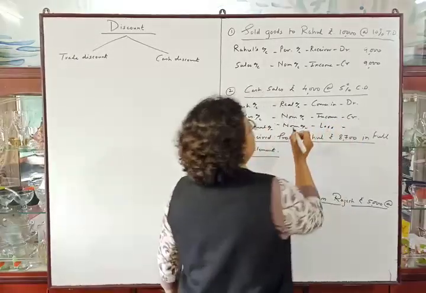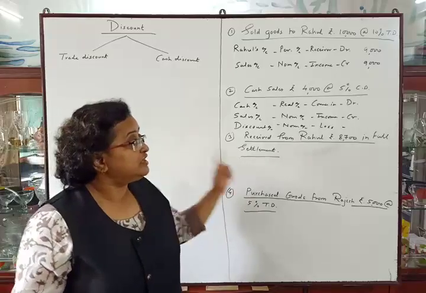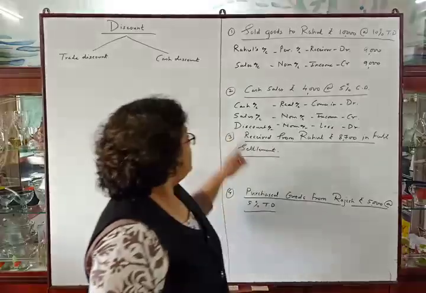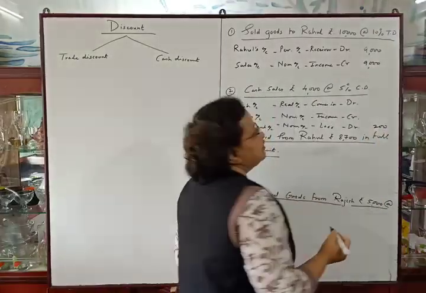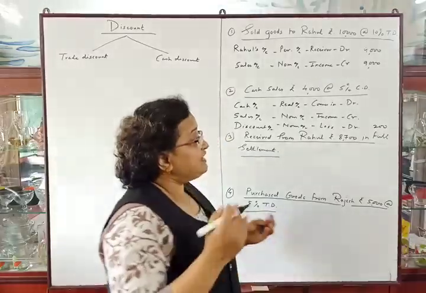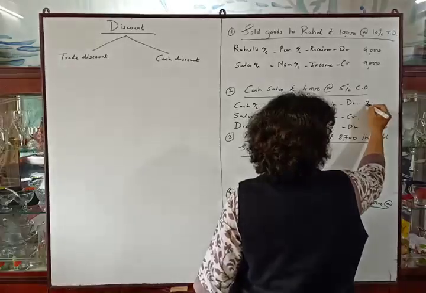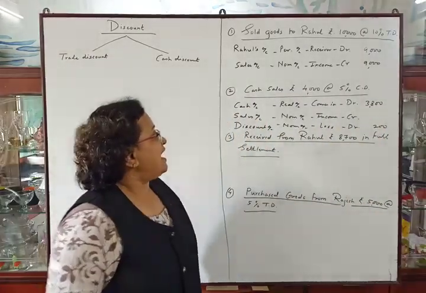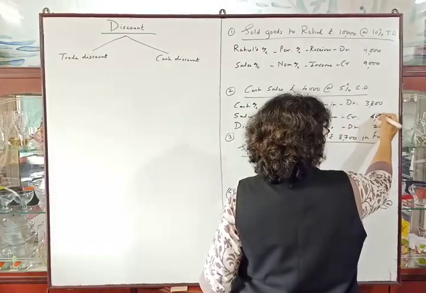And the rule of nominal account says that debit all expenses and losses, so discount account will be debited. The amount of discount will be 200. We are receiving cash after deducting 200 from 4,000, so we are receiving cash worth rupees 3,800. And sales account is of total rupees 4,000.